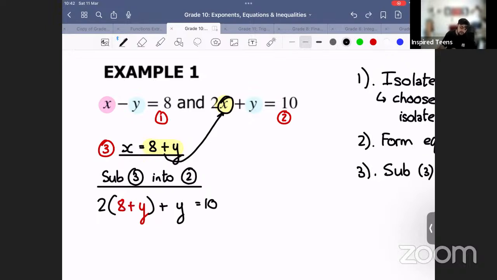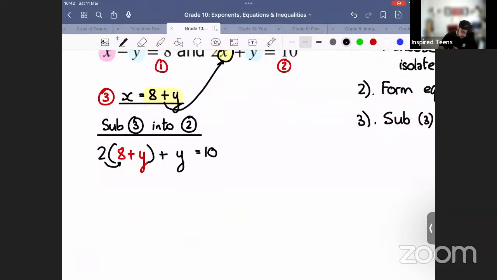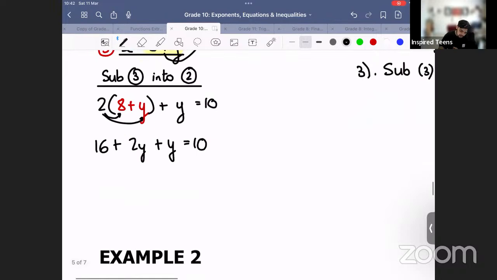Now you can see, because I've expressed x in terms of y, we have one unknown in this equation. One unknown, it is y. So when we have one unknown, we simply need one equation to solve for it, and that's what we're going to do. I'm going to distribute this 2. I get 2 times 8, which is 16, plus 2y, plus y is equal to 10. Keep the y's here, I get 3y, take 16 over, I get negative 6. Divide both sides by 3, I get y is equal to negative 2.